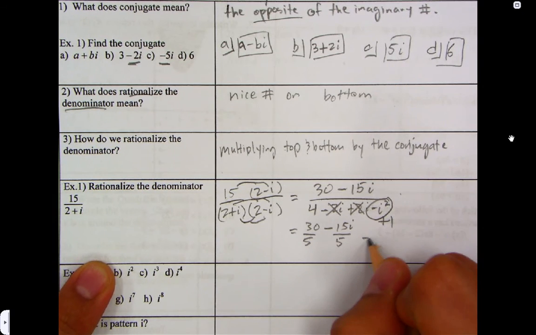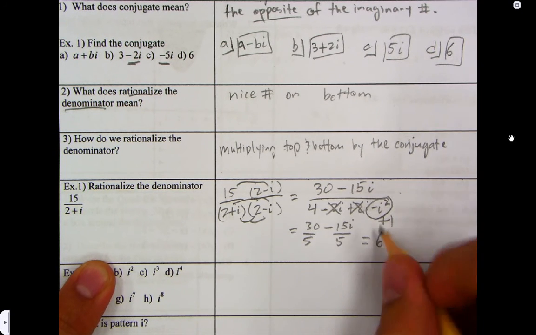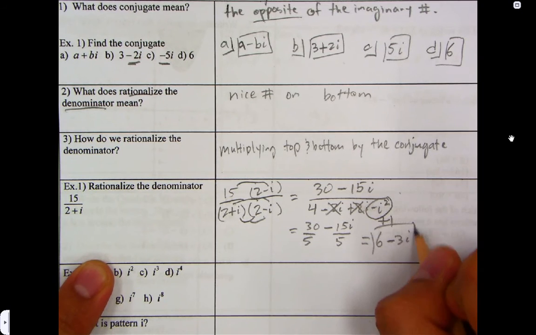All I have to do is reduce now. 30 over 5 is 6. 5 goes in 15 3 times. Your answer is 6 minus i.